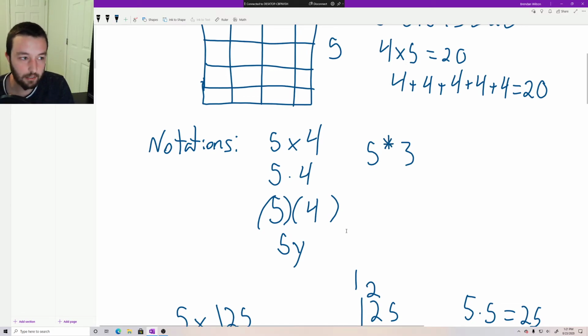And also, this is another way that's really only used with typing. But this is an online class, so if we're going to be typing, usually we use 5*3, because it's not really possible to write 5.3. Okay.